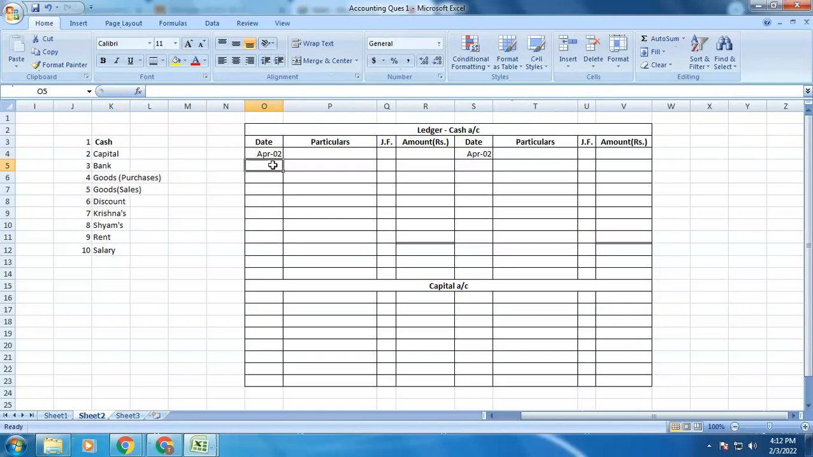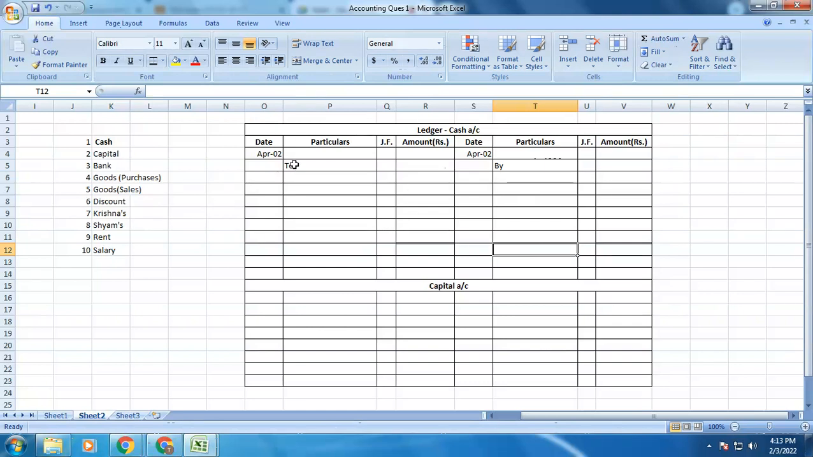Okay, so only those transactions that involve cash will be recorded under the heading cash account. Number two, in whichever transaction cash is being debited, that transaction will be written on the left hand side or the debit side. Wherever cash is being credited, it will be written on the right hand side or the credit side.